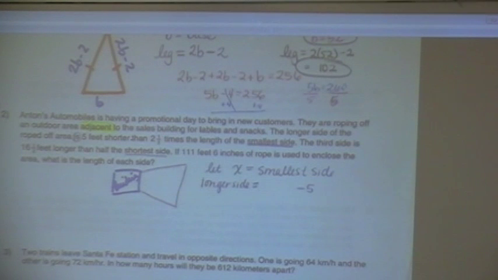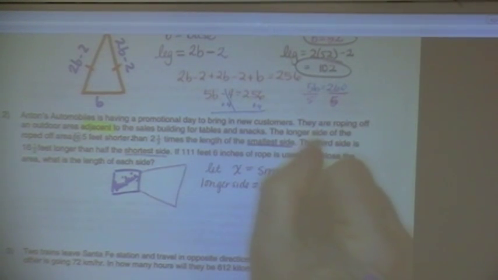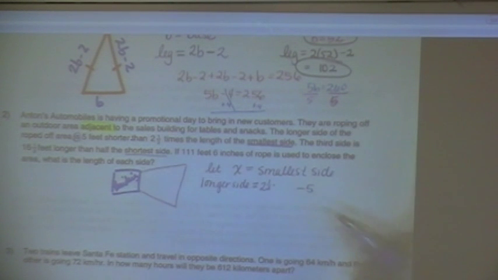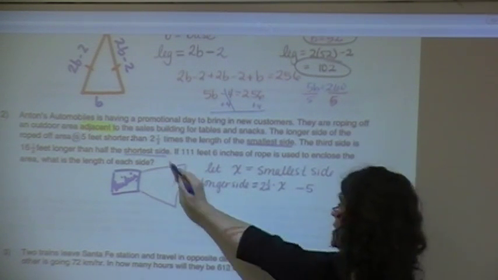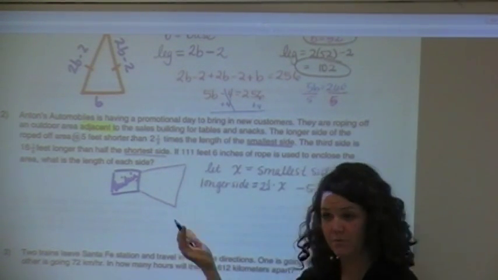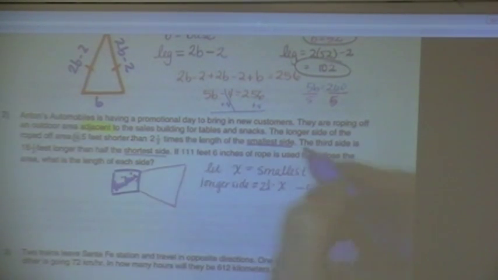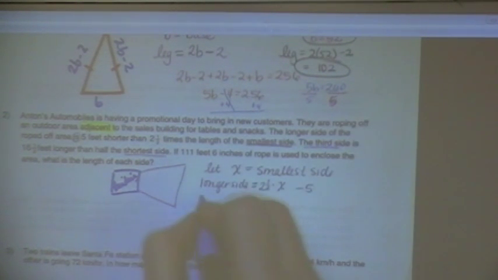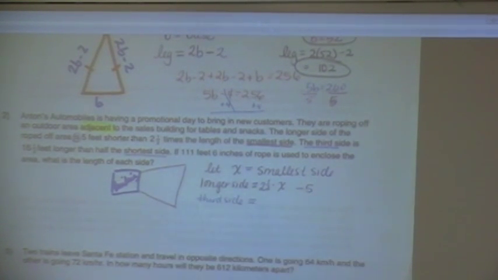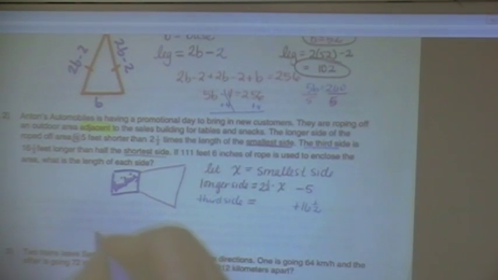2.5 times. That's easy enough. 2.5 times the length of the smallest side, which I call X. So I put 2.5 times X, because it's 2.5 times the small side. We good? So I got a longer side. Now I'm going to go to that next sentence. This one is talking about the third side. So third side is, an equal sign always, 16.5 feet longer than, so that's add 16.5, half the shortest side. 1/2.